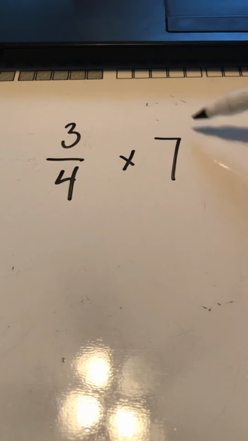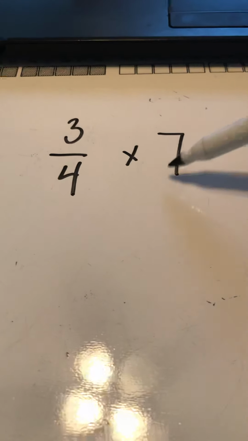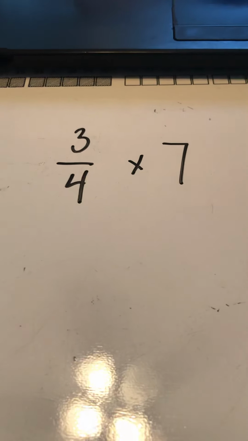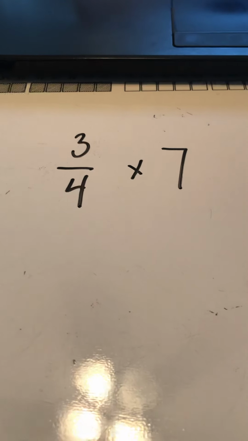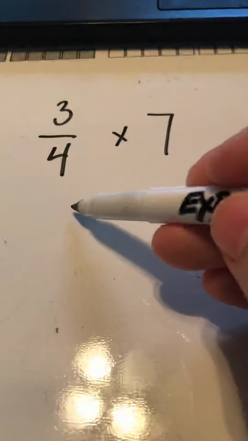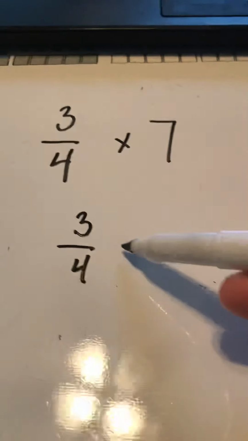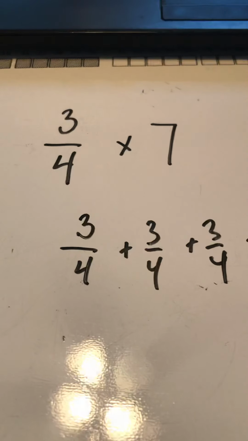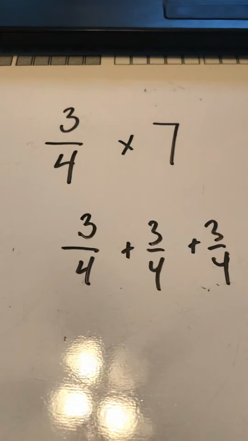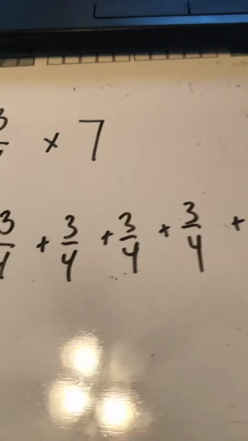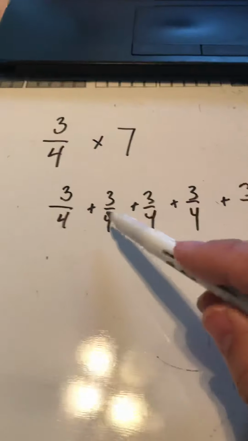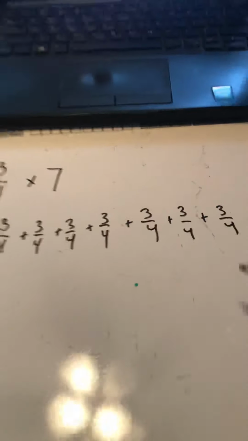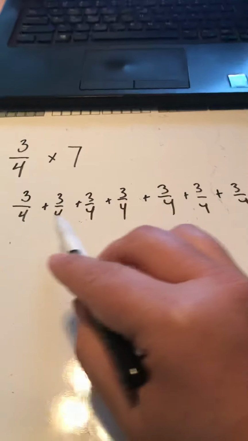And we know that 7 here is a whole number. So what could we do? Well, just like when we were talking about whole numbers, multiplication is repeated addition. So we could essentially say 3/4 plus 3/4 plus 3/4 plus 3/4 plus 3/4 plus 3/4. We got a lot of 3/4 here. Let's say 1, 2, 3, 4, 5, 6. We got to do one more. 7. So now we have 3/4 and we have 7 of them.